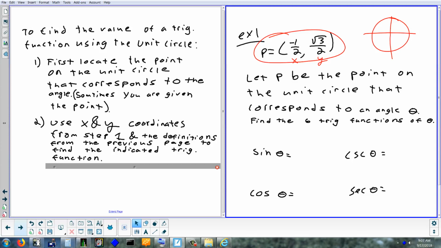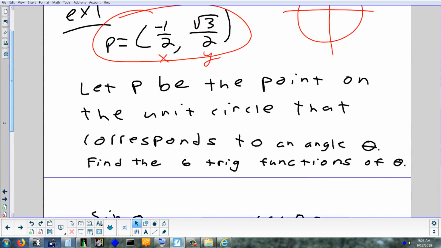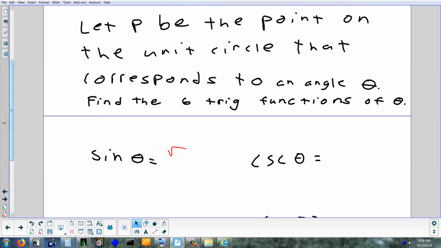So let's start with sine. Can you remind me, what's the formula for sine? Y over 1. Yeah, you can say y over 1, but it's just y. So in this problem, Derek, what's my y value? Square root of 3 over 2. So the sine of some mystery angle, which we don't know and don't need to know, is the square root of 3 over 2.